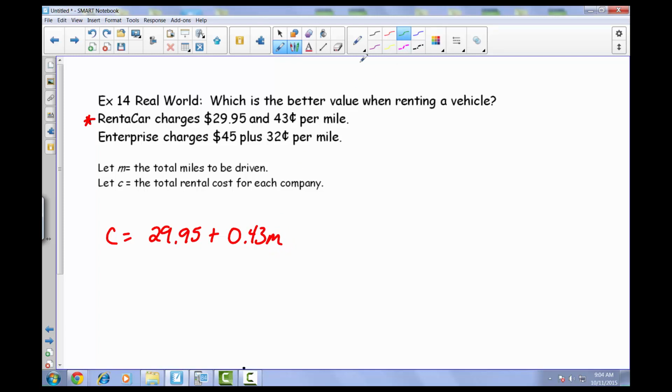Enterprise, on the other hand, this total cost is going to be $45 for the day plus 32 cents for however many miles you drive. And now we have to go ahead and try and solve for M and what is that total cost. There are a couple ways that we can go ahead and proceed with this. It looks like since C is already solved for in both equations that we can just substitute this piece, which we know is equal to C, into our other equation for C, right here.